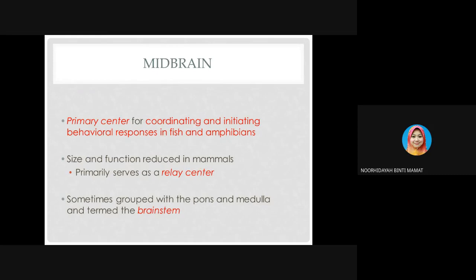Okay, just now you saw the photo, the diagram of the group of animals. They have a very big difference in brain size, right? In mammals, they have a reduced structure of the midbrain, and it primarily serves as a relay center. The midbrain is sometimes grouped with the pons and medulla. When the midbrain is grouped with the pons and medulla, it is termed the brain stem.